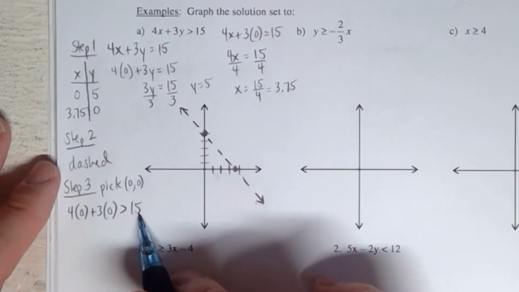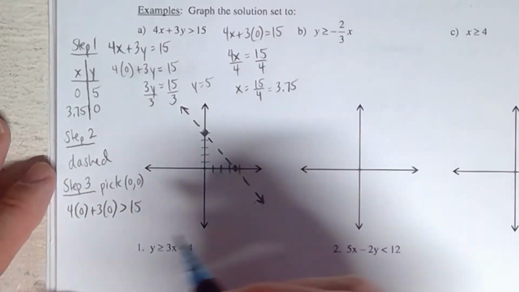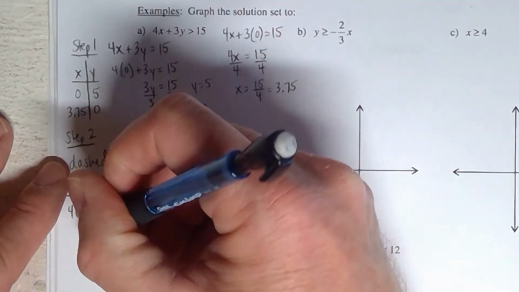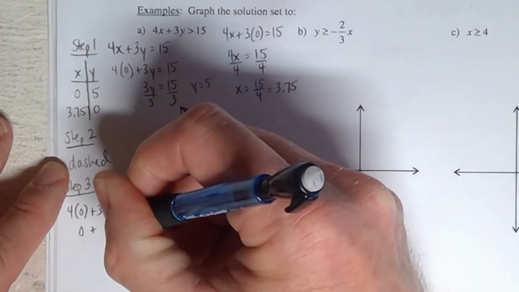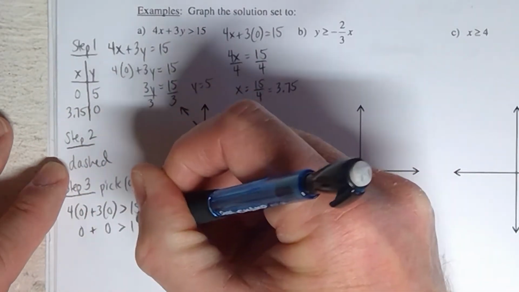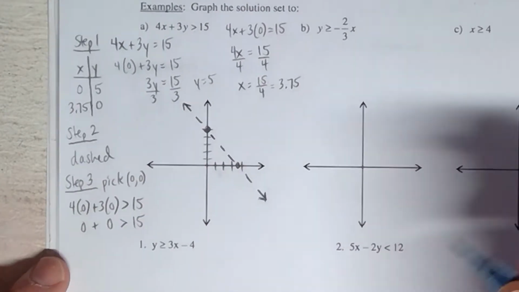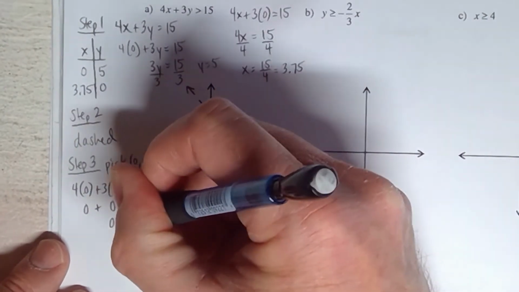All right, so 15 is obviously 15. That's not going to change. There's nothing to compute there. But what is 4 times 0 plus 3 times 0? Well, multiplication comes before addition, right? So that would be 0 plus 0 on the multiplication. 0 plus 0 obviously is 0.